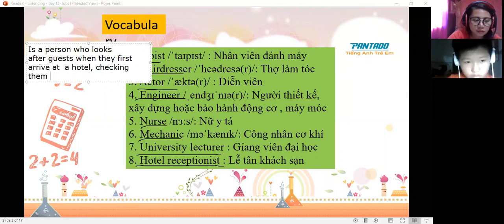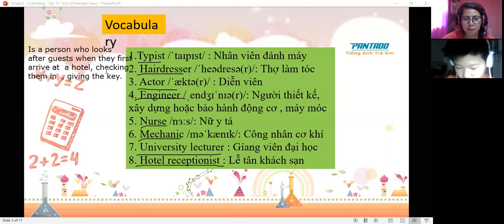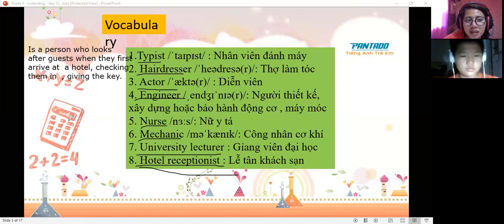Are you done? Yes. That's great. Can you first copy this one? Okay, are you done? Very good. Dang, when we say hotel receptionist, it is a person who looks after guests when they first arrive at a hotel, checking them in and giving the key. The work of a hotel receptionist is to accommodate guests or look after guests when they first arrive at a hotel. That's the work of a hotel receptionist.